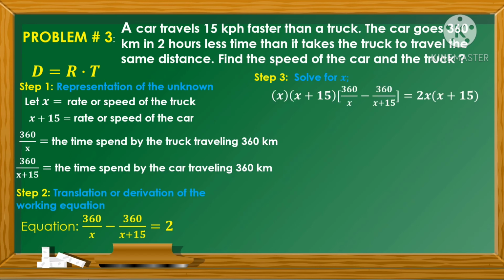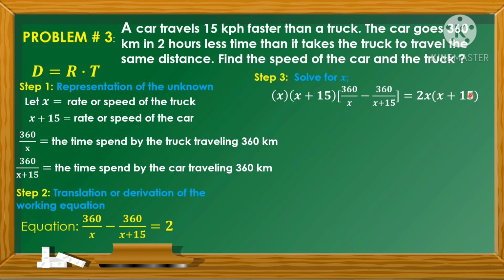To solve x, i-clear natin ang equation. When we clear the equation, we multiply both sides of the equation by the LCD. So, galing yan sa denominator para matanggal yung denominator. So, itong expression na ito, i-multiply natin dito sa 360 over x. So, makakancel ngayon yung x. So, ibig sabihin, 360 times x plus 15. Tapos, ito ulit, multiply natin dito sa pangalawang term. 360 over x plus 15 times dito. Makakancel yung 15. Kaya, magiging x times 360 na lang.